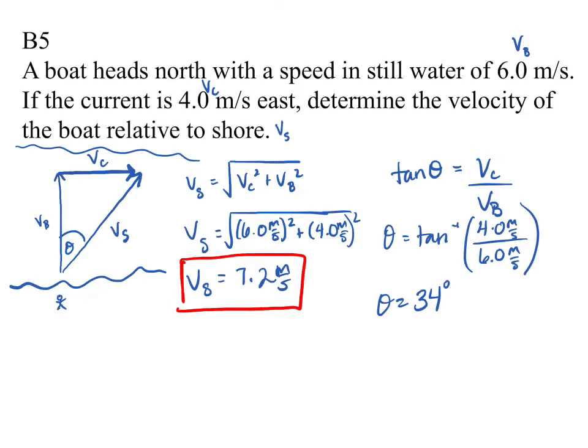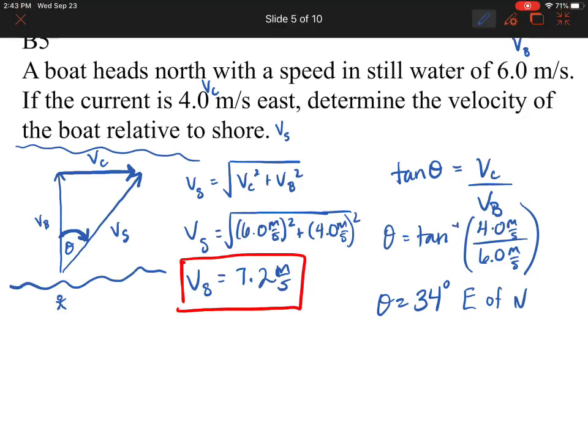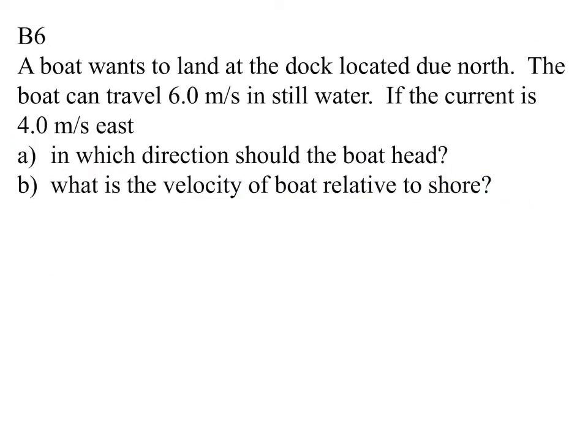And then I have to figure out what direction this is. So, again, start at the first one that you drew. If we start north, and then go east of that, we have 34 degrees. So this is east of north, right? Because you start from the north and you go 34 degrees east of it. There we go, east of north. And there's my velocity relative to the shore. So that's what you on the shore will see. You'll be like, oh, it actually looks like they're going 7.2 meters per second, but at an angle of 34 degrees east of north. Okay, next one.